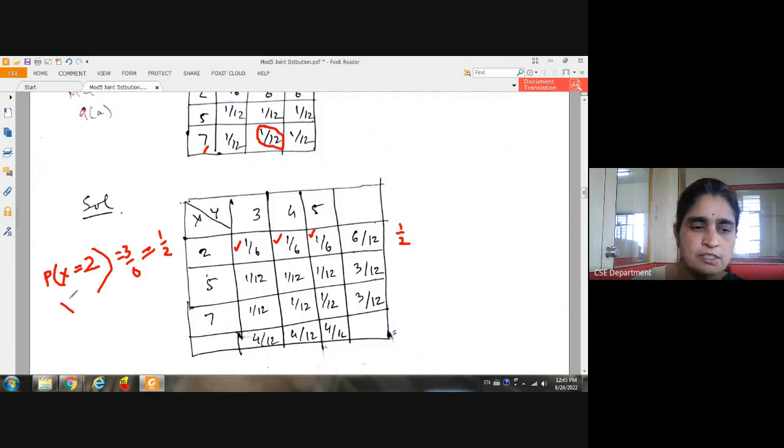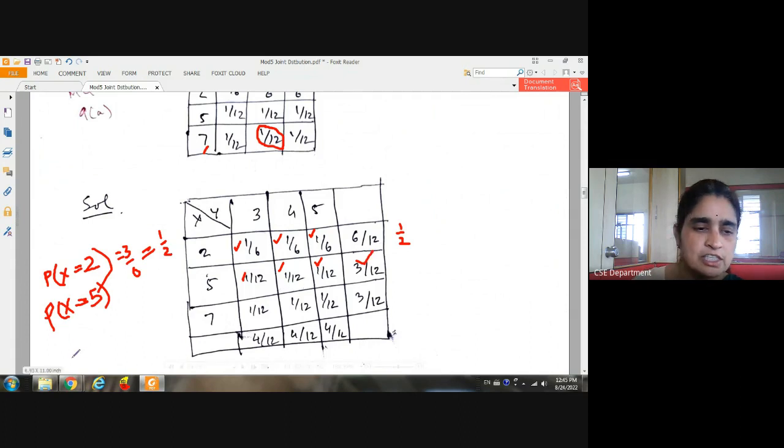Next question, what is the probability that x is equal to 5? X equal to 5, what is the probability, if they ask, what will you say? Which of these 9 cases had x equal to 5? So x equal to 5, y equal to 3; x equal to 5, y equal to 4; x equal to 5, y equal to 5. In these 3 cases. So we have to add this up. 1 by 12 plus 1 by 12 plus 1 by 12, which is 3 by 12. You have 3 by 12.